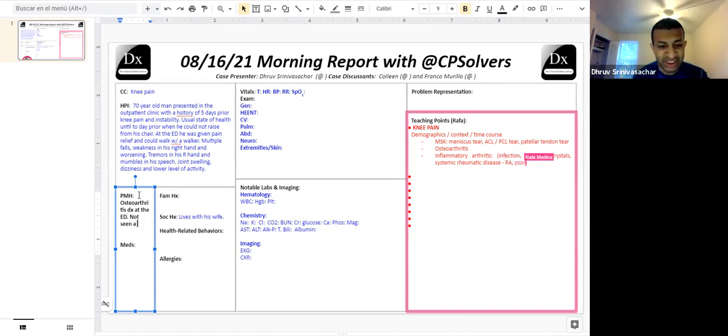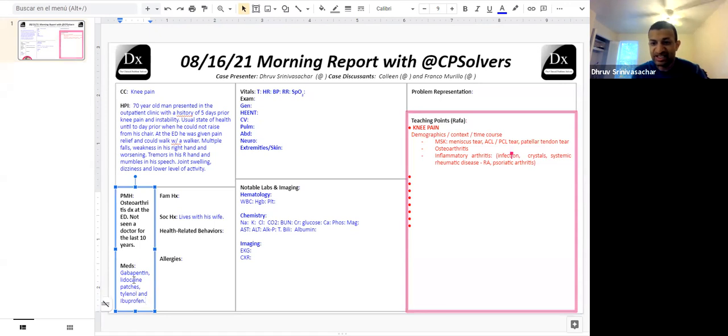In terms of medications, the only things that he was on were what he was given at the emergency department, which were gabapentin, lidocaine patches. And then he was also taking Tylenol and ibuprofen to try and relieve the pain.